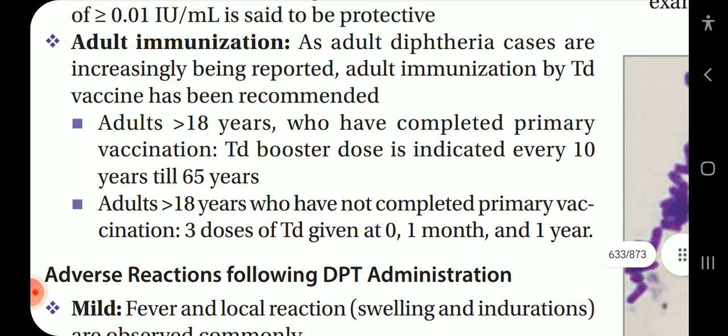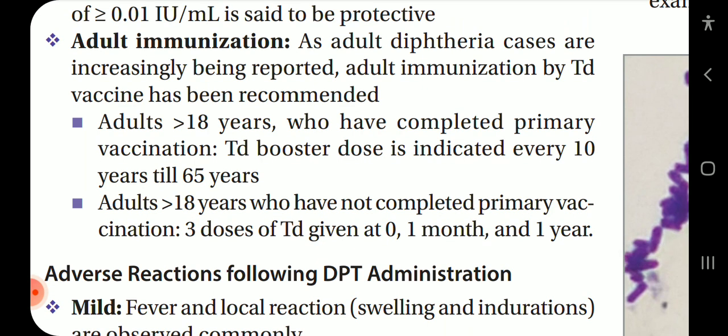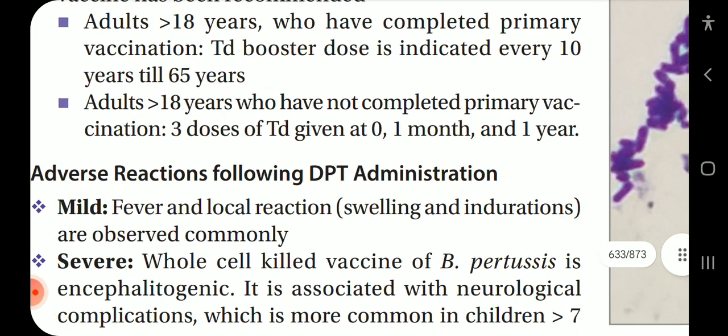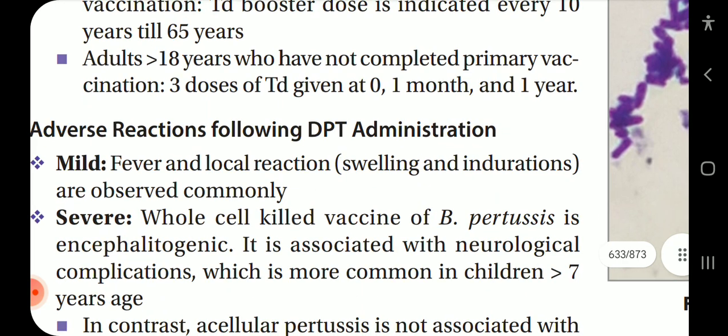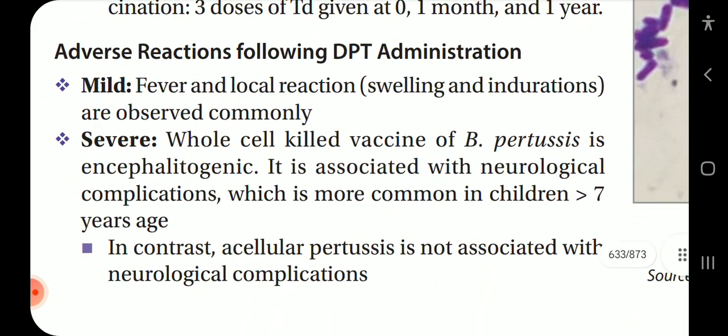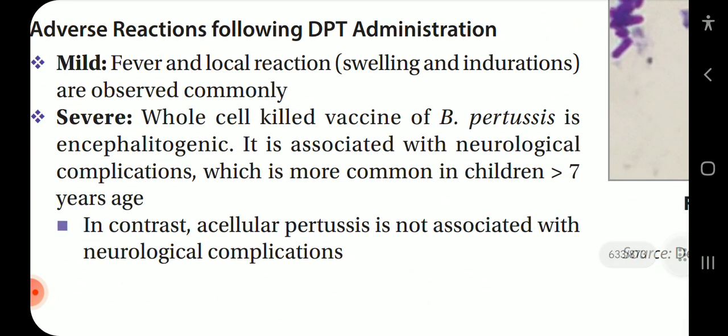Adult immunization. As adult diphtheria cases are increasingly being reported, adult immunization by TD vaccine has been recommended. Adults more than 18 years who have completed primary vaccination: TD booster doses are indicated every 10 years till 65 years. Adults more than 18 years who have not completed primary vaccination: 3 doses of TD are given at 0, 1 month and 1 year.